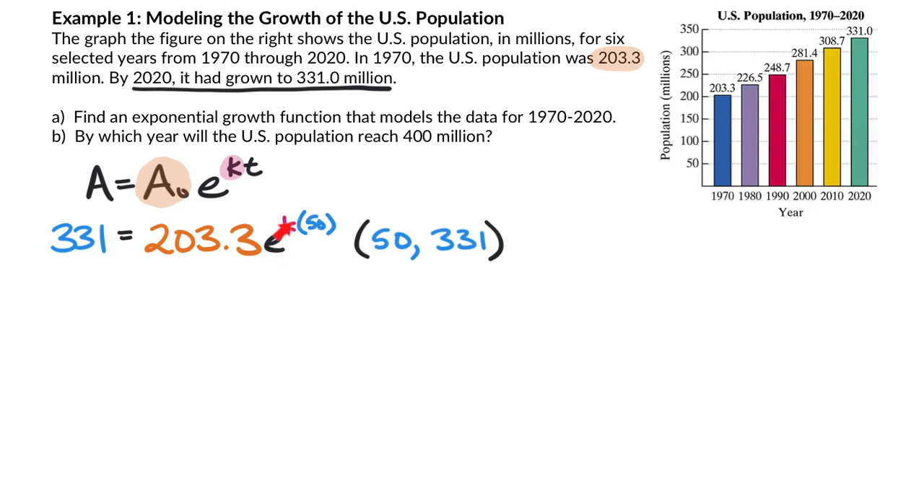What's in front of this base that I want to go away? K is in the exponent. It's going to be this number right here, the a sub 0. So I'm actually going to divide both sides by 203.3, but I'm not going to put that in my calculator just yet because it's some sort of decimal and I don't want to round too early. But if I divide both sides by that, I have 331 divided by 203.3 equal to e to the 50k.